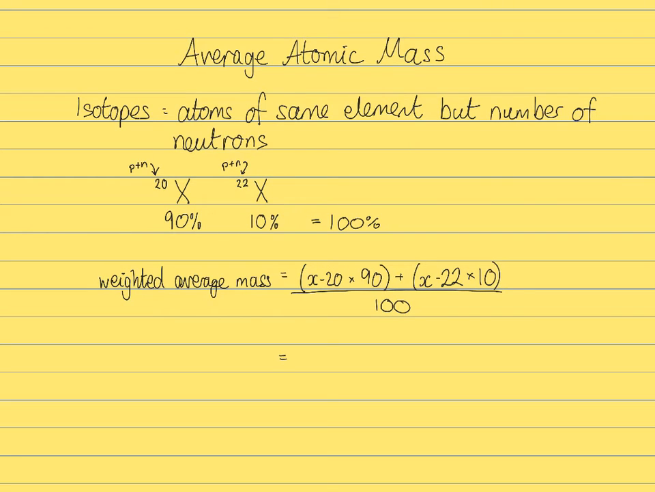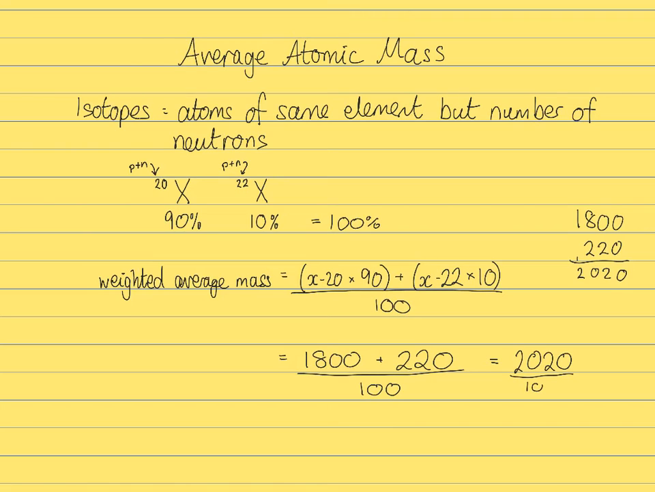So when we do that, 20 times 90 is 1,800. We're going to add that. 22 times 10 is going to be 220. Remember to divide by 100. When we add these two numbers together, and if you can't do them side by side, don't be afraid to write them vertically, so you make sure that you don't make any mistakes. For me, it's much easier to do addition in this manner, just to make sure that it's all done correctly. So we've got 2020 divided by 100.